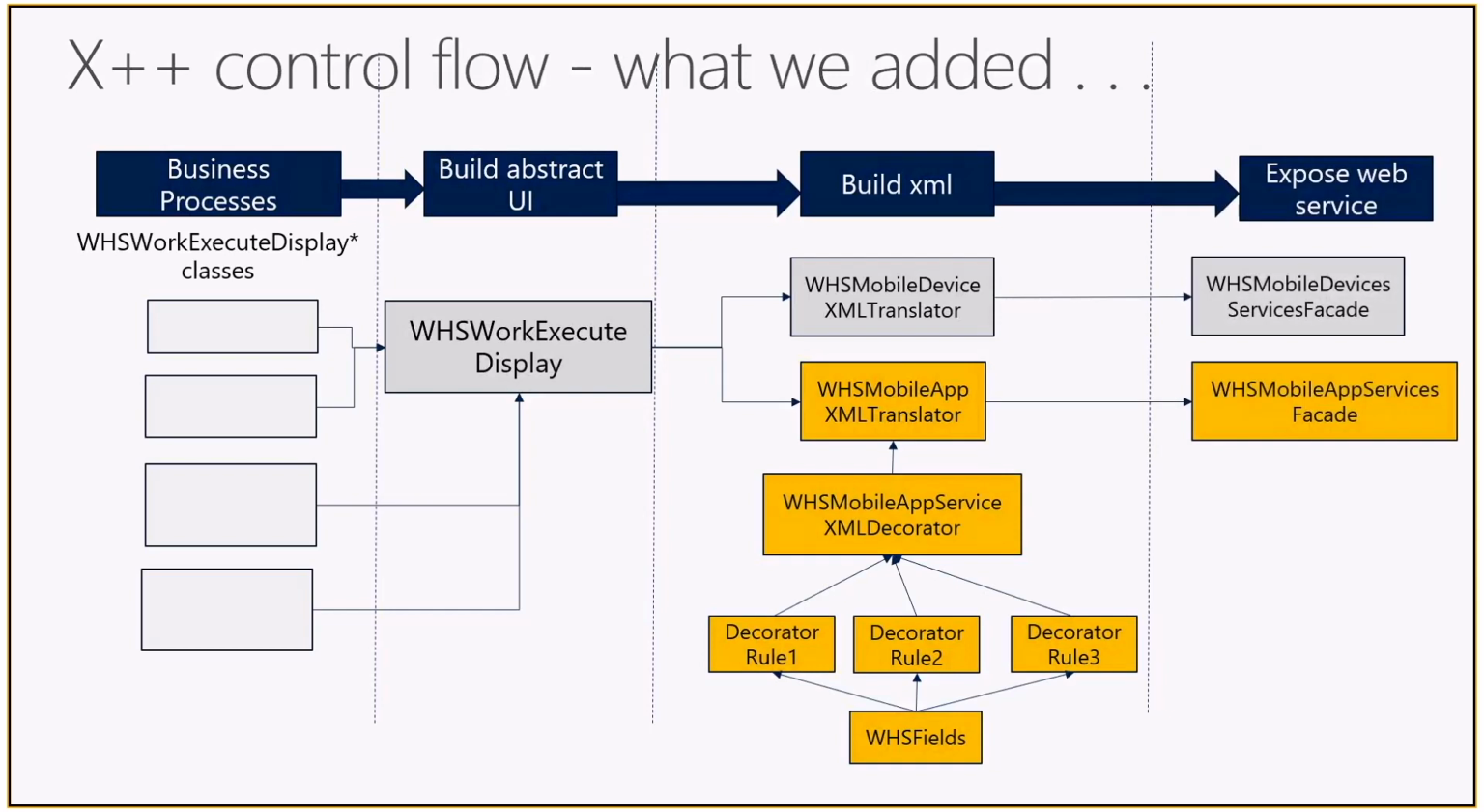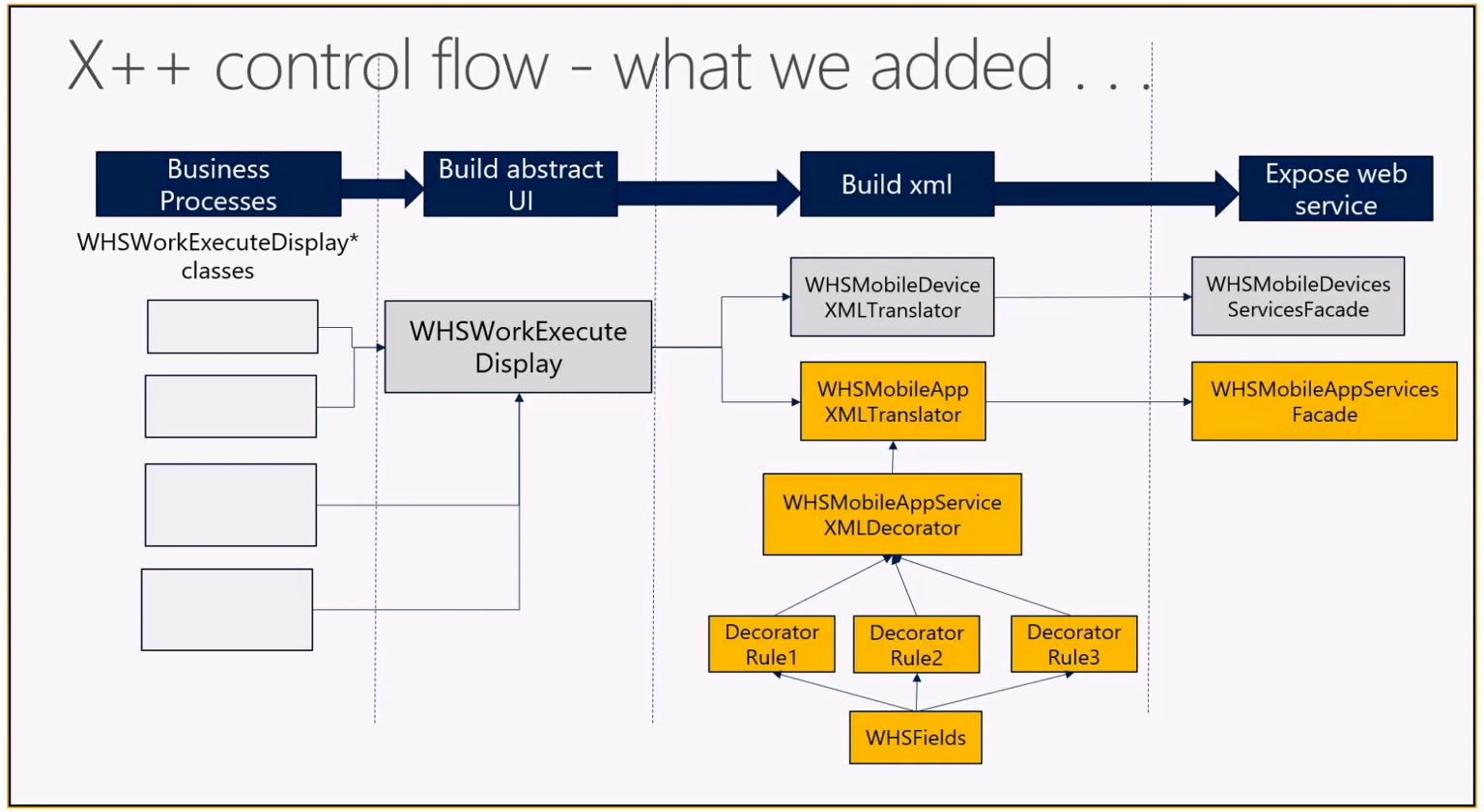Let's keep expanding this. The WHS work execute display derived classes still function in the same manner. In fact, they're fairly unchanged. And the abstract UI is still built by the WHS work execute display class. However, we have now added device-specific XML translator classes into the mix. So you'll either generate the legacy XML for the WMDP, or the WHS mobile app XML translator will examine the UI and use a set of what are called decorator rules to determine where exactly the UI element should be placed in those 9 control areas. And then all of this is exposed by a new custom service, and that is returned to the device, and the device uses that XML to build and show the UI ultimately.